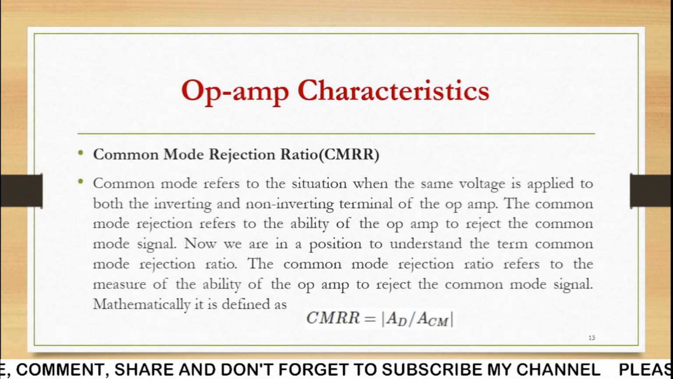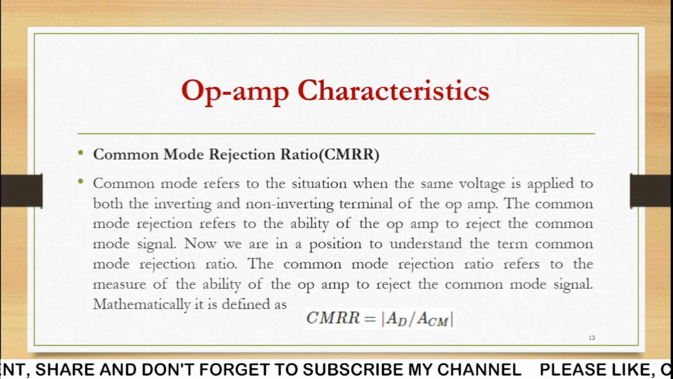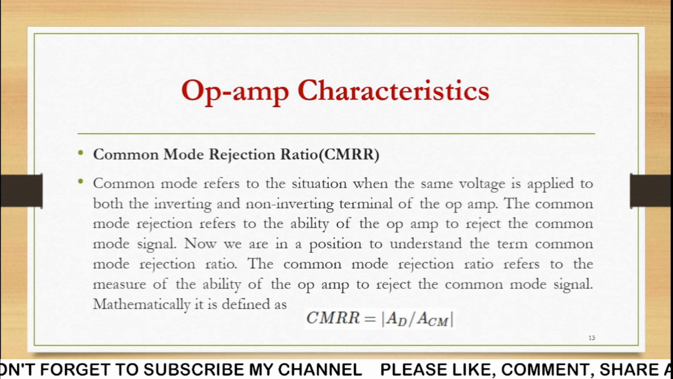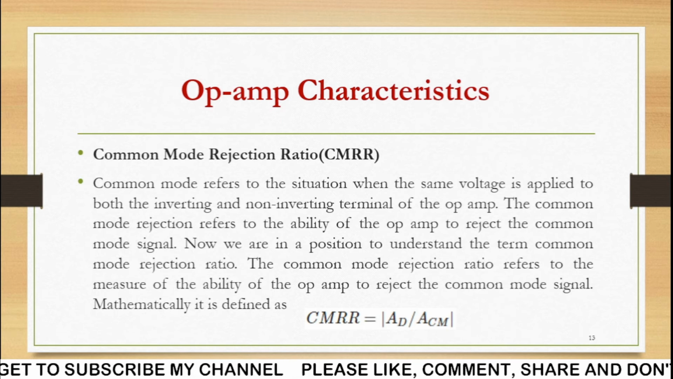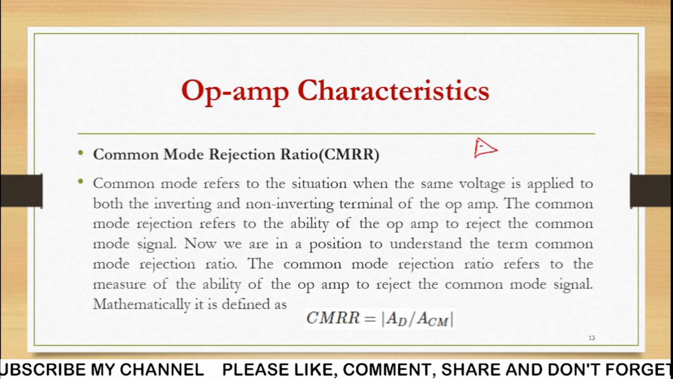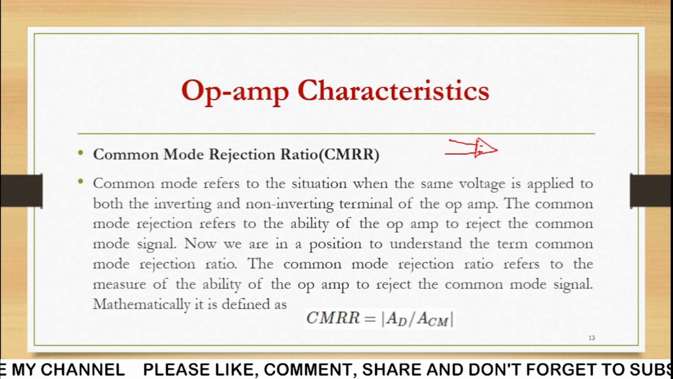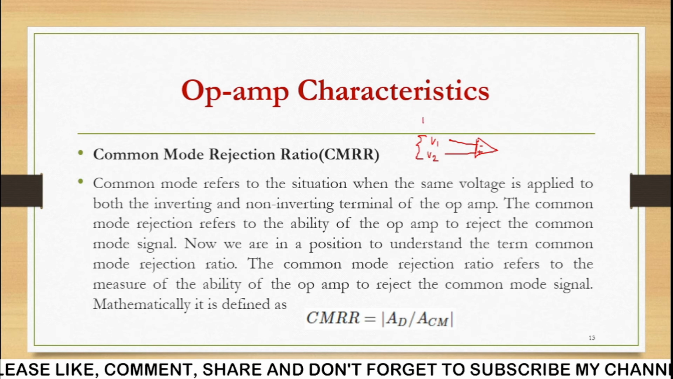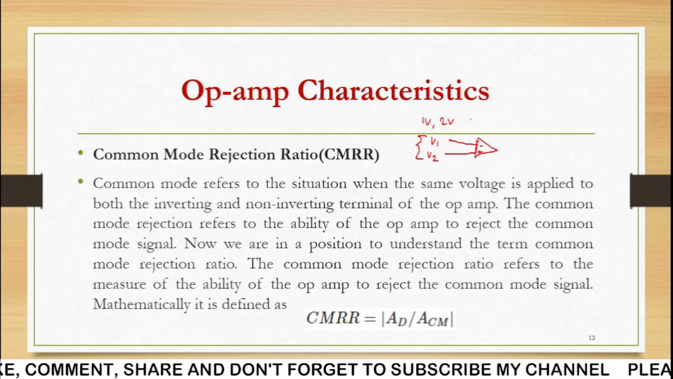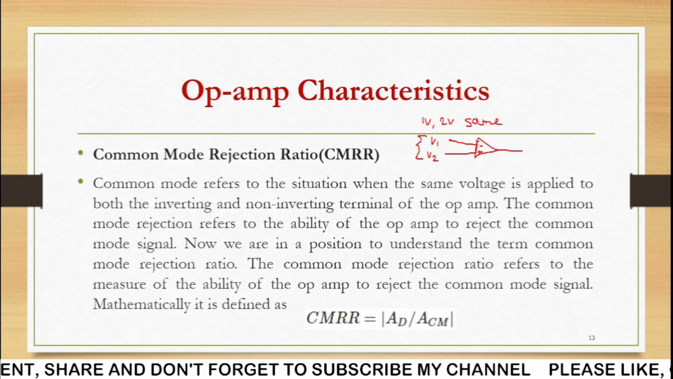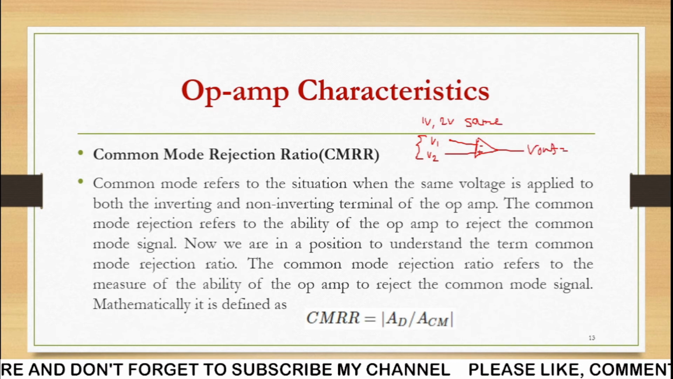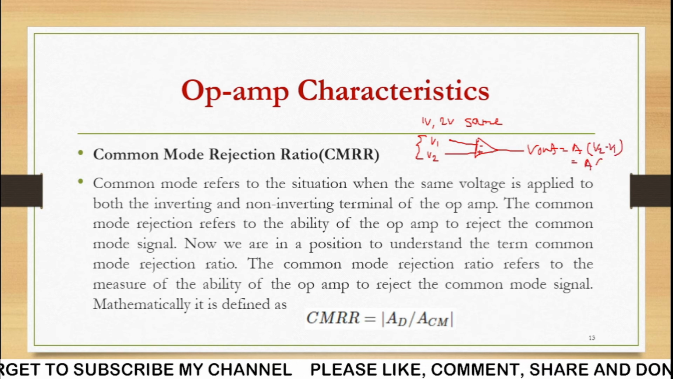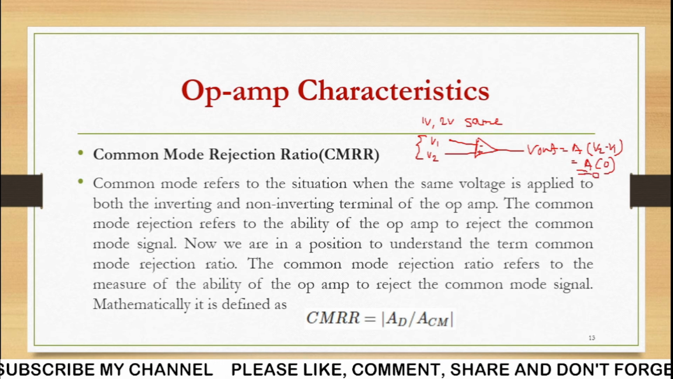Common mode rejection ratio is another important characteristic of an operational amplifier. As the name indicates, it rejects the common signal. If we have an operational amplifier with inverting input V1 and non-inverting input V2, and we apply the same input to both, then V out should be equal to A into V2 minus V1, meaning A into 0, equal to 0.